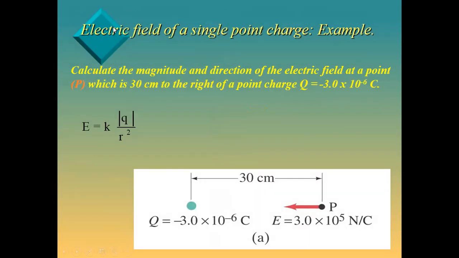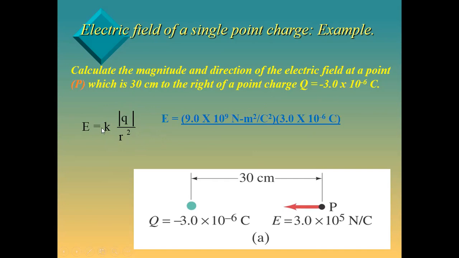Next page, example. This example discusses the electric field of a single point charge. If we have a point charge with a charge of -3 times 10 to the power -6 coulomb, and we want to calculate the electric field at point B, how can we calculate it if point B is 30 centimeters away from the charge? We can use the formula that we introduced in the last slide.